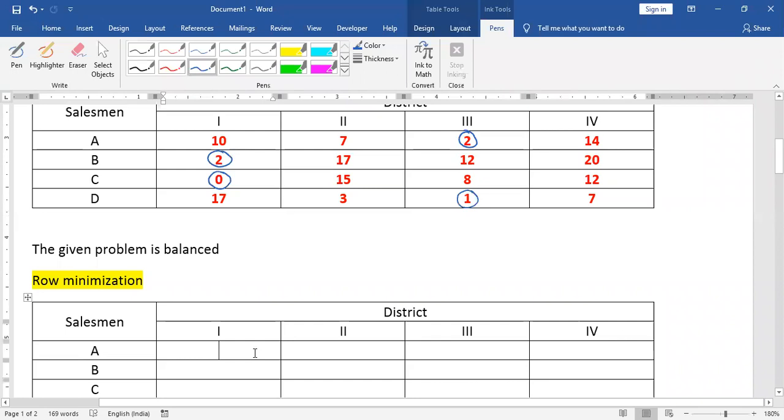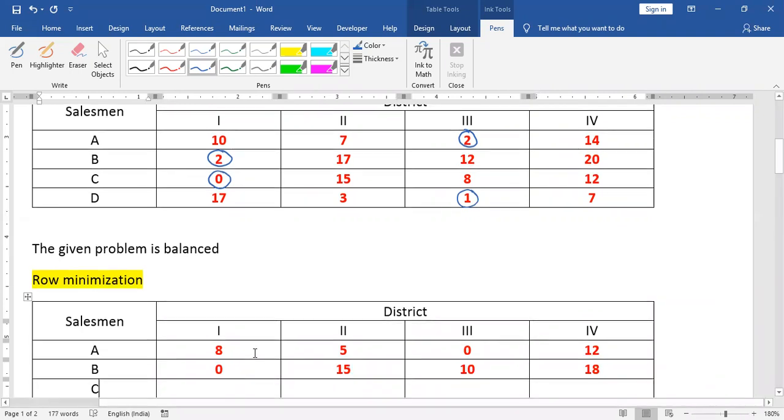So 10 minus 2 is 8. 7 minus 2 is 5. 2 minus 2 is 0. And 14 minus 2 is 12. We subtracted 2 from the first row. In the second row, again the minimum value is 2, so 2 minus 2 is 0. 17 minus 2 is 15. 12 minus 2 is 10, and 20 minus 2 is 18.